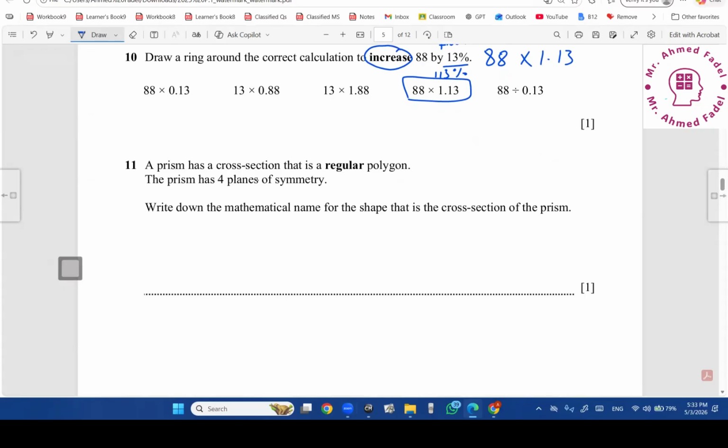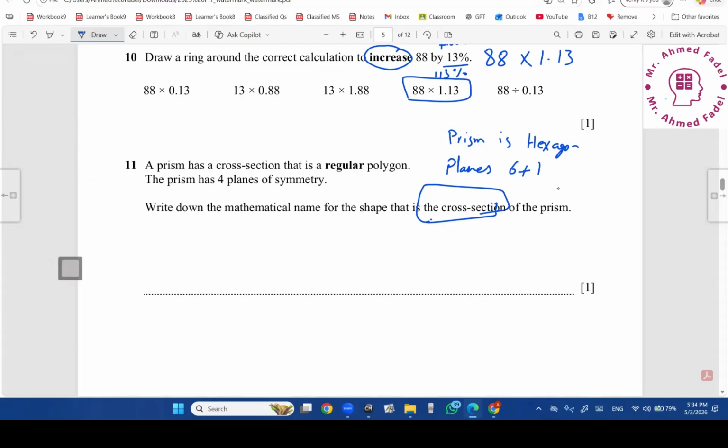A prism has a cross-section that is a regular polygon. The prism has 4 planes of symmetry. Write down the mathematical name for the shape that is the cross-section of the prism. To find this, you must just remember one thing. If the prism is a hexagon, for example, what is the number of planes of symmetry? Planes of symmetry are going to be 6, because a hexagon has 6 sides, plus 1.